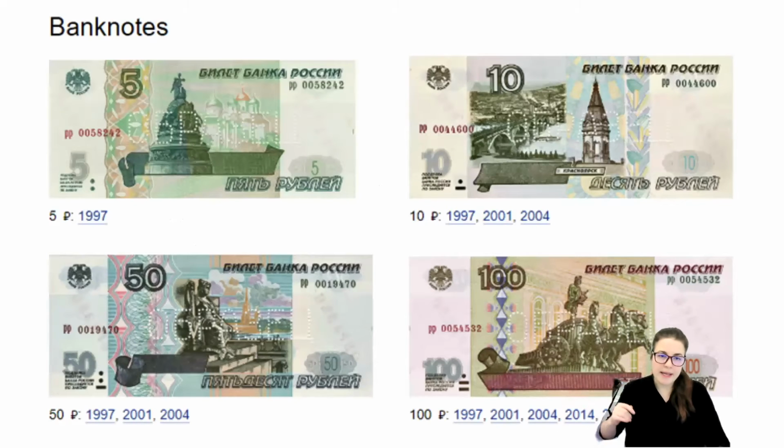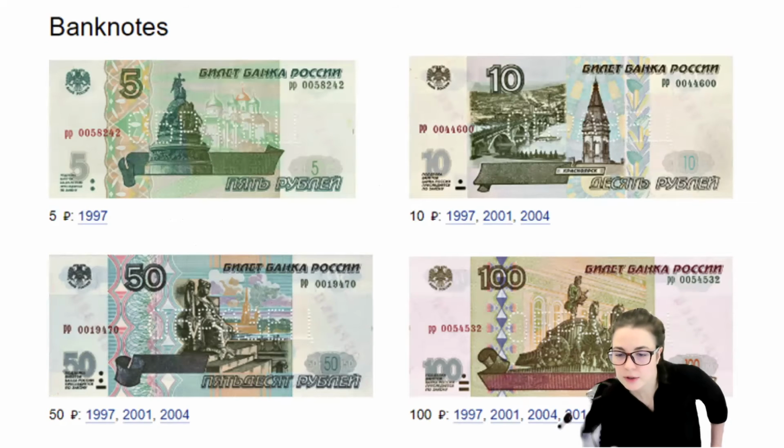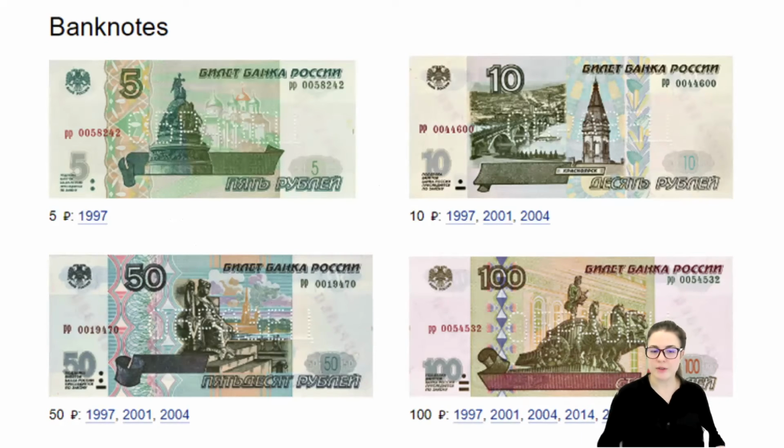Here are some examples of banknotes in Russia. There are different denominations: 5, 10, 50, and 100. If you look at the 100, how similar is it to this note? It's quite different. It's not equal, of course, because the currency in Russia is not Hong Kong dollars, it's not US dollars. We call it rubles. And if you convert 100 rubles to Hong Kong dollars, it will equal about 10 Hong Kong dollars.